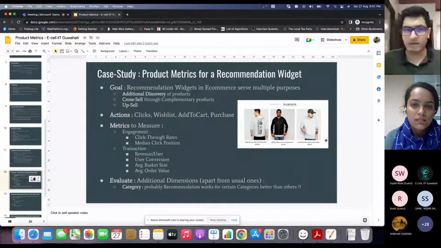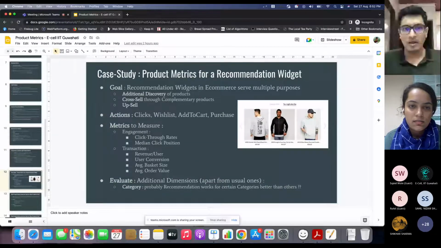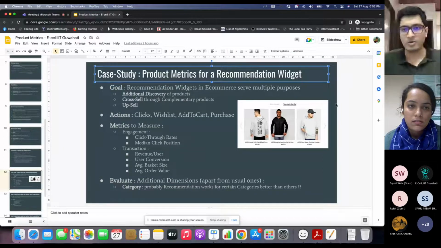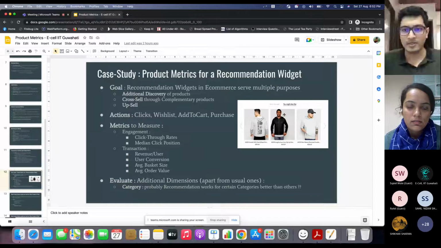As a widget. So you are a PM who has either added this widget or made some changes with respect to the presentation of this widget, or the ranking or the relevance of the products that are displayed. The goal of this widget is to facilitate additional discovery of products, cross-sell, upsell. Cross-sell is, if the user was looking for a t-shirt, you show them jeans, or if they were looking for jeans, you show them, let's say, hoodies.